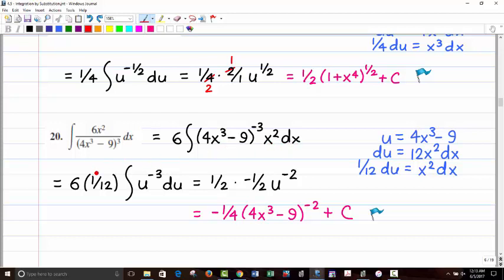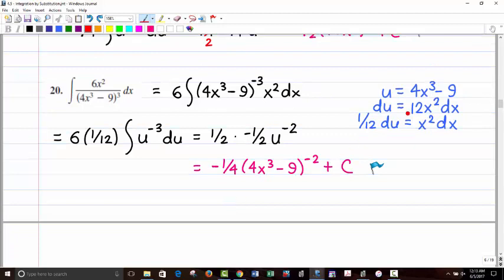So the 1/12 I went ahead and just brought to the outside with the 6. That makes that u to the -1/3. 6 times 1/12 is 1/2. -3 plus 1 is -2. So we have u to the -2 over -2. And then combine that together, makes that -1/4. So it's 4x cubed minus 9 to the -2 plus c, which I have no problem with negative exponents.